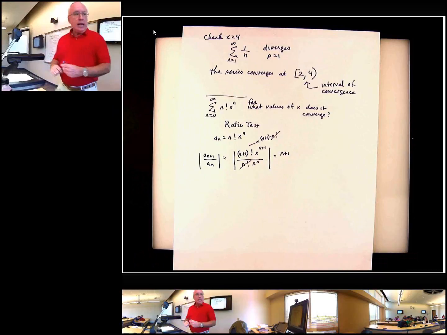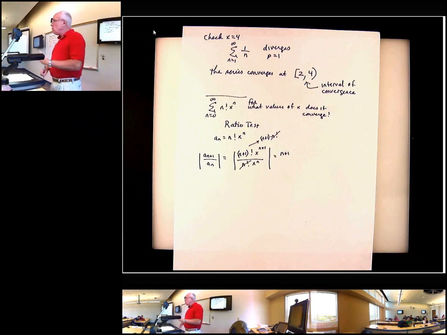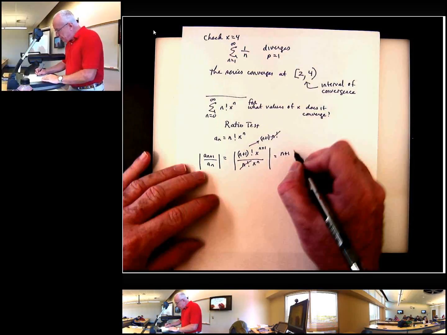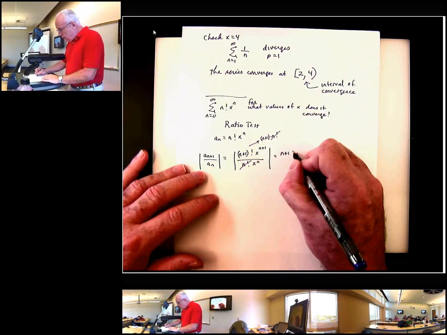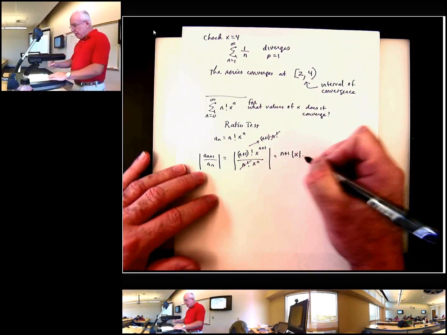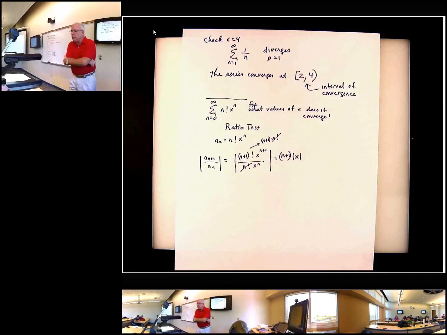Now let's look at the x. In the numerator we have n plus 1. In the denominator we have the exponent of n. So I can subtract the two exponents, and I'm left with an x in the numerator. Now that one I need to put an absolute value on. The n plus 1, I don't have to put, it's always going to be positive. So that's my ratio.